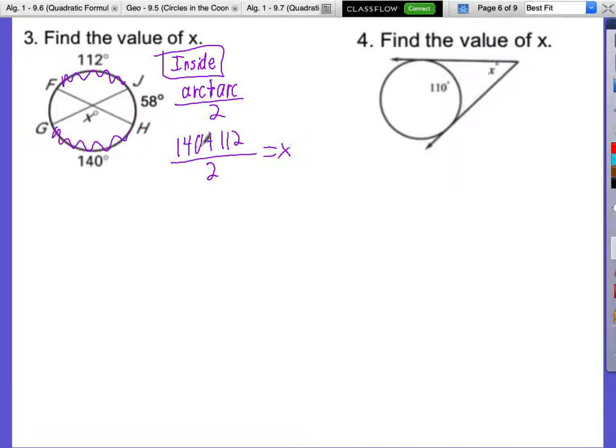So what's 140 plus 112? 252. 252 over 2 equals x, and 252 over 2 is 126 degrees. So x is equal to 126 degrees.